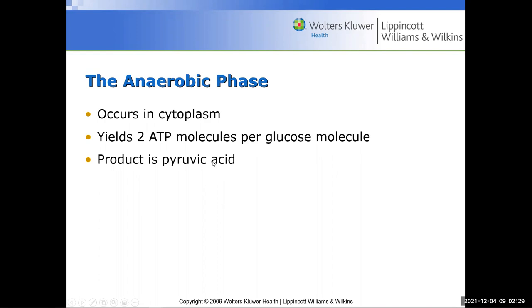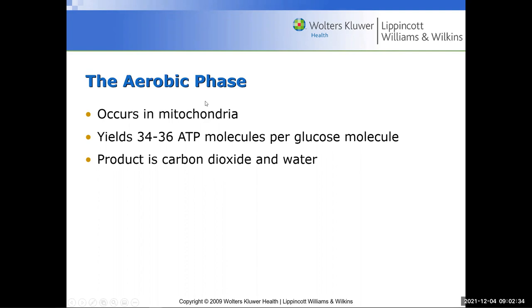Pyruvic acid, or pyruvate as it's called, is now shuttled into the mitochondria. The pyruvate is formed by a series of enzymatic breakdowns in the cytoplasm. When you have pyruvate, it moves towards the mitochondria and enters the mitochondria. Within the mitochondria, you have the aerobic phase, and this yields approximately 34 to 36 ATP per glucose molecule, and the end products are carbon dioxide and water.